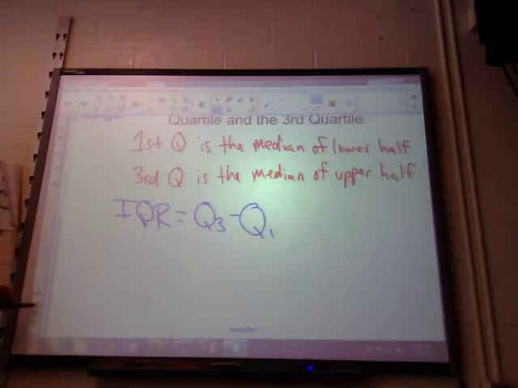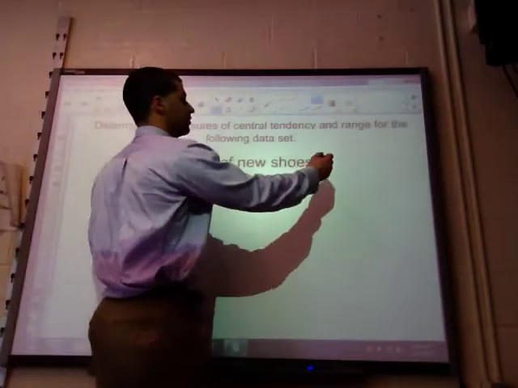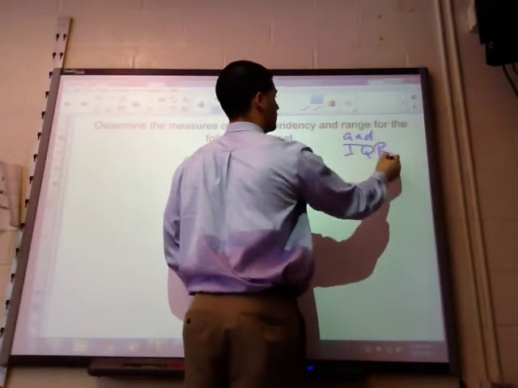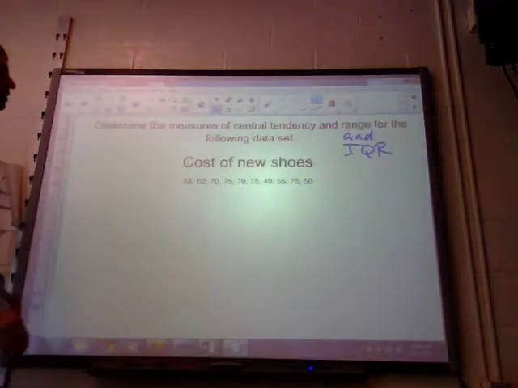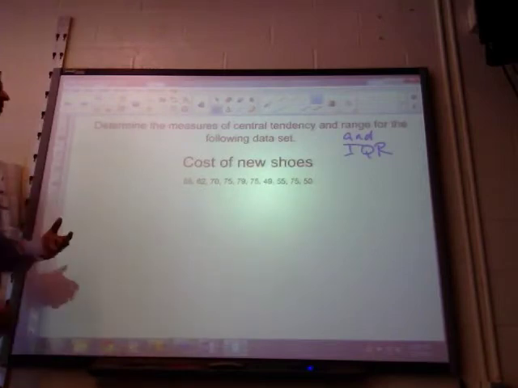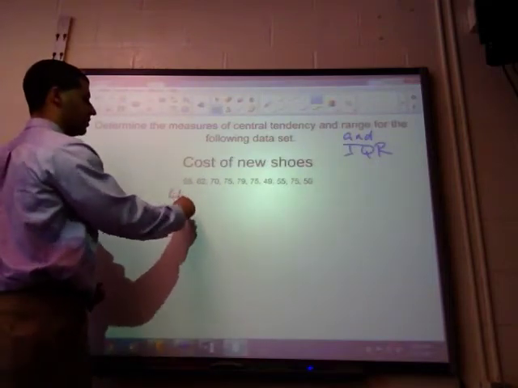All right, so let's look at an example. We're going to talk about a data set of the cost of new shoes. So we're going to find the measures of central tendency, the range, and we're also going to find the interquartile range. So some of this is going to be easy, but the first thing I always want to do is list it from least to greatest. I know there's some things I can find just by looking at it, but the best way to do this is to list from least to greatest, so I can start with all my measures of central tendency.